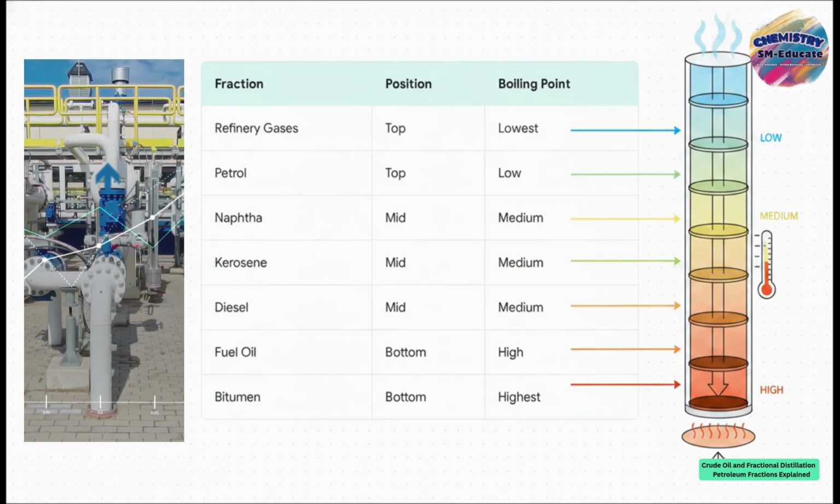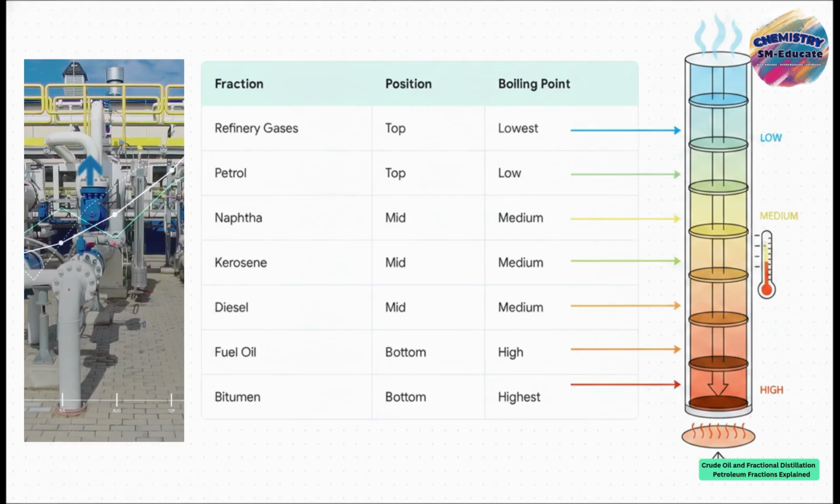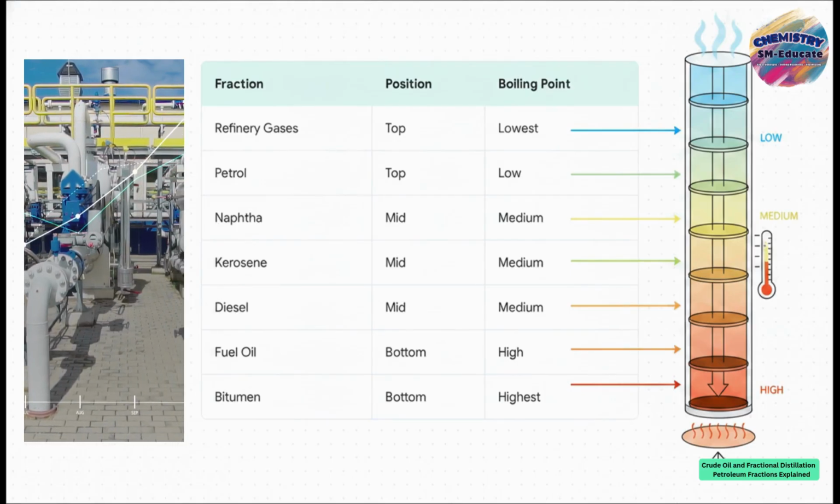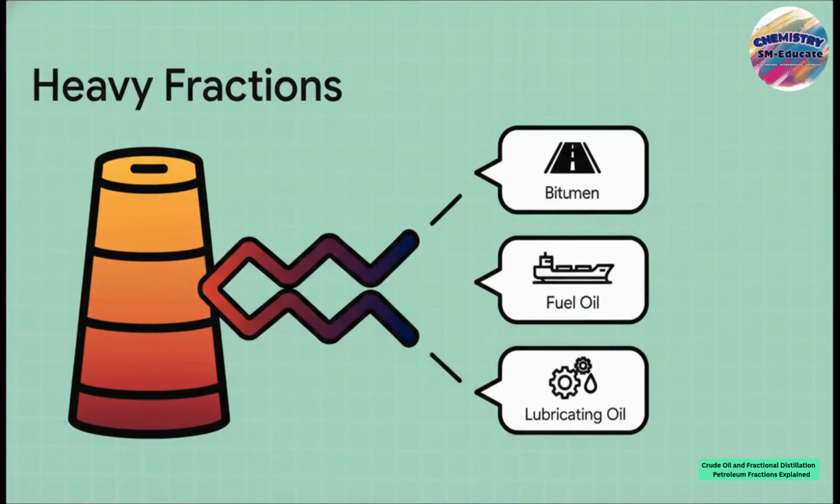The heaviest, thickest stuff condenses almost immediately at the bottom, while the lightest, most energetic molecules zip all the way up to the top. Down at that blistering hot bottom layer, we find the heavy fractions.